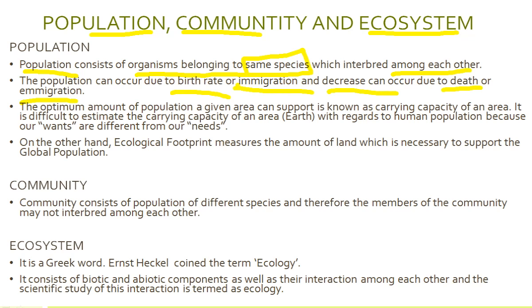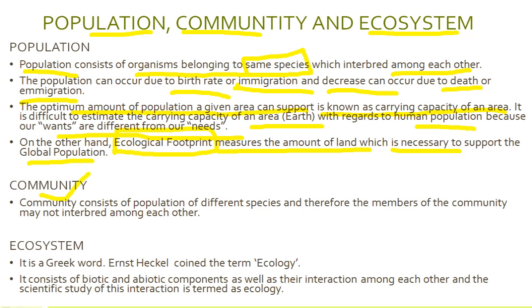So now we have to understand what is known as the carrying capacity of an area. It is the optimum amount of population a given area can support, right? It is very difficult to estimate the carrying capacity of an area with regards to human population. Why? Because our wants are different from our needs, an economic concept, right? The other important key term is ecological footprint. This measures the amount of land which is necessary to support the global population, okay?